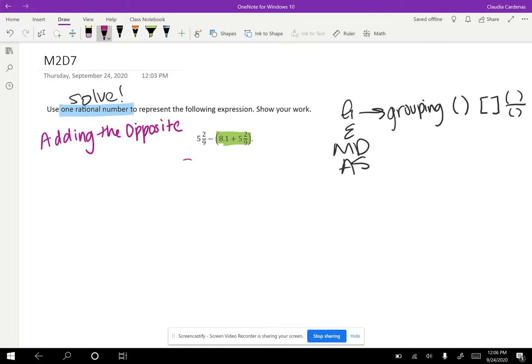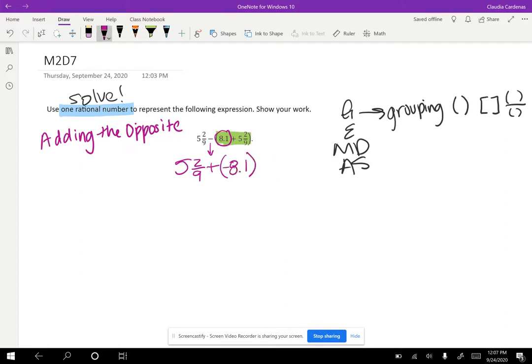So in other words, 5 and 2/9 will stay the same, and the minus will change to a plus, and everything inside the parentheses is now going to be rewritten as the opposite. Okay, so I'm going to see every term that's inside and rewrite it to its opposite. So a positive 8.1 is now going to be written as a negative 8.1.